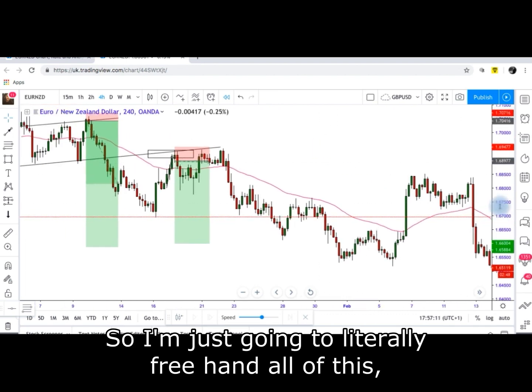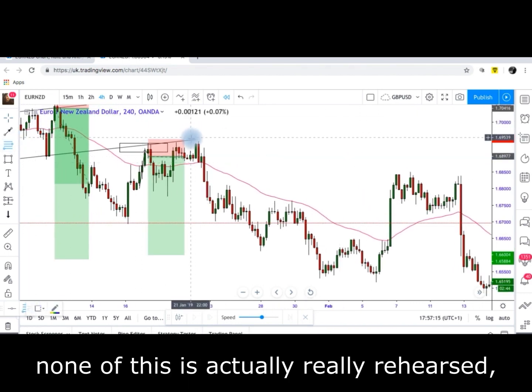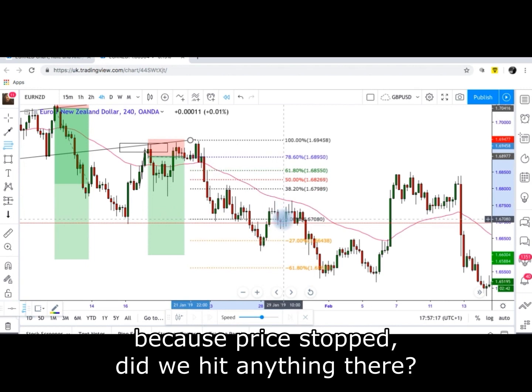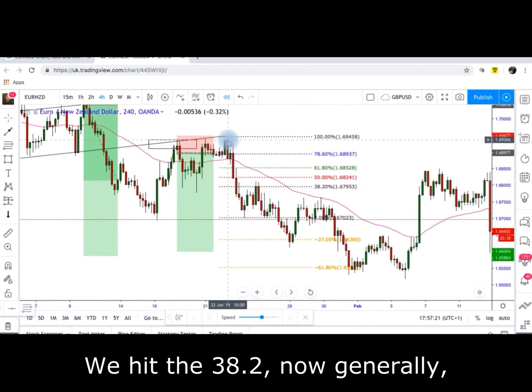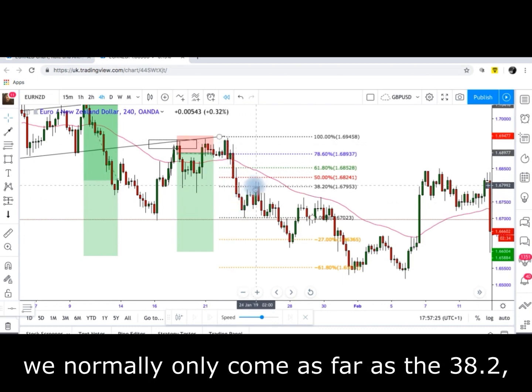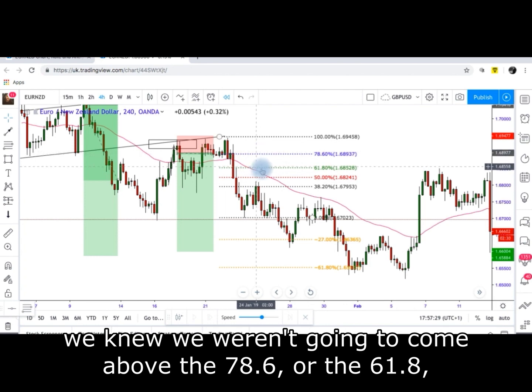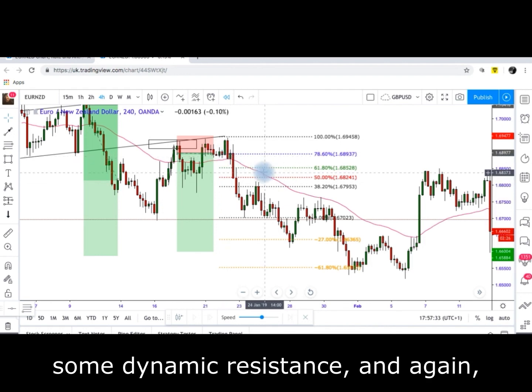So I'm just going to literally freehand all of this because, like I said, none of this is actually really rehearsed. So if we were to go from here to here because price stopped, did we hit anything there? Yeah, we did. We hit the 38.2. Now, generally with high momentum trades like this, we normally only come as far as the 38.2. We knew we weren't going to come above the 78.6 or the 61.8 because the 4 hour 50 EMA was providing us with some dynamic resistance.